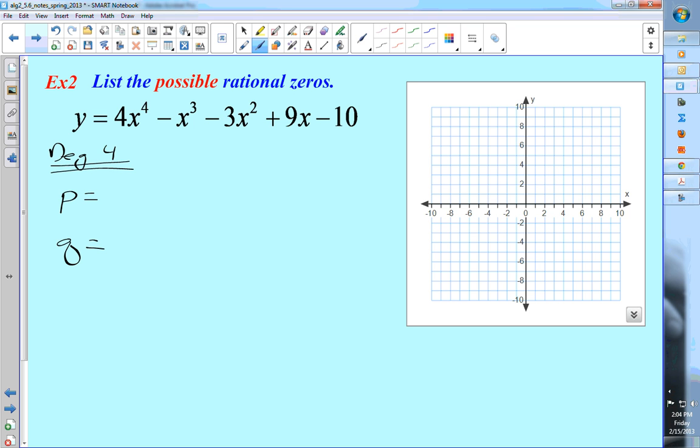How many P factors were there? 4. Come on now. Right? What are they? Plus minus 1, plus minus 2, plus minus 5, plus minus 10. So there's 8. And now this time with your Q's, you weren't so lucky. Plus or minus 1 always. What else?